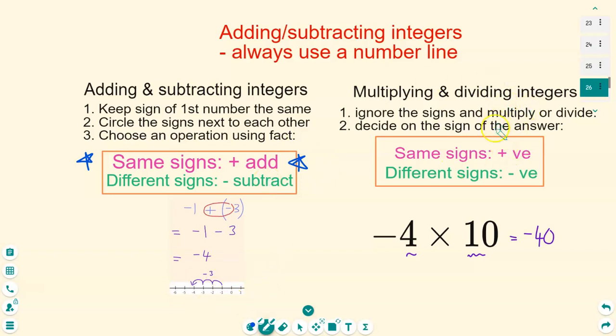Whereas multiplying and dividing integers I find a little bit easier. So say we're doing -4 times 10, you multiply these numbers first, just without the negatives, ignore them for now. So I'd get 40, and then you choose the sign at the end. There's a little invisible positive sign there. Different signs, negative. So that's why -4 times 10 gives -40.